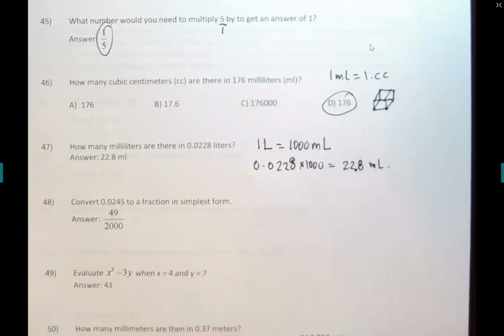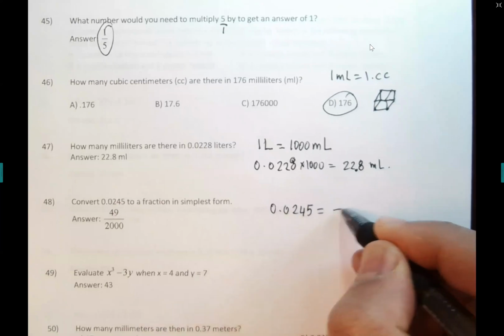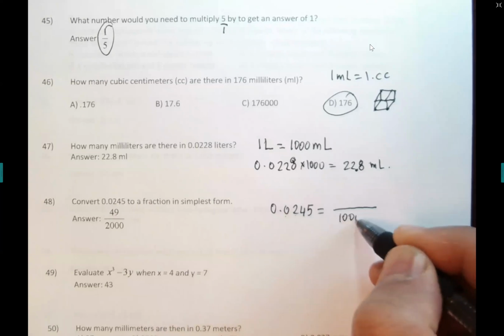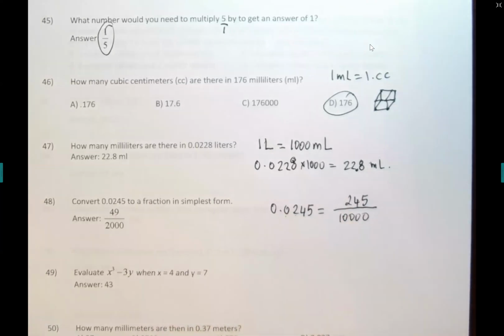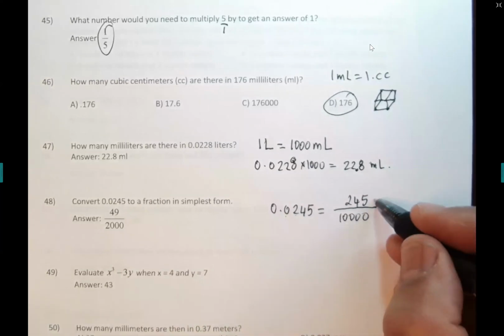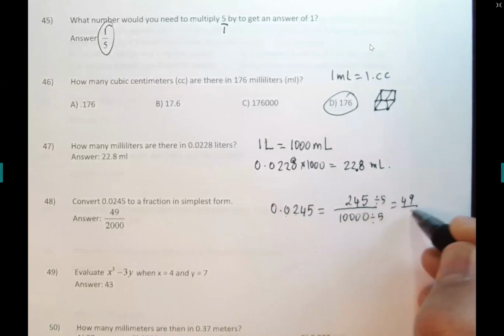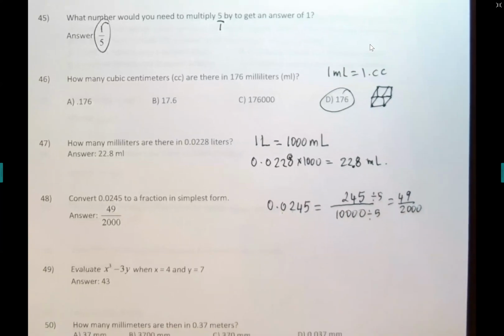Okay, number 48, convert 0.0245 to a fraction in simplest form. First of all, let's convert it to a fraction. As I did before, how many decimals do I have? 1, 2, 3, 4 places, so divide by 10,000: 245 over 10,000. Okay, I can divide by 5. Both of them go by 5. And that should give me 49 over 2,000. I don't think I can divide it anymore, so that's the answer.